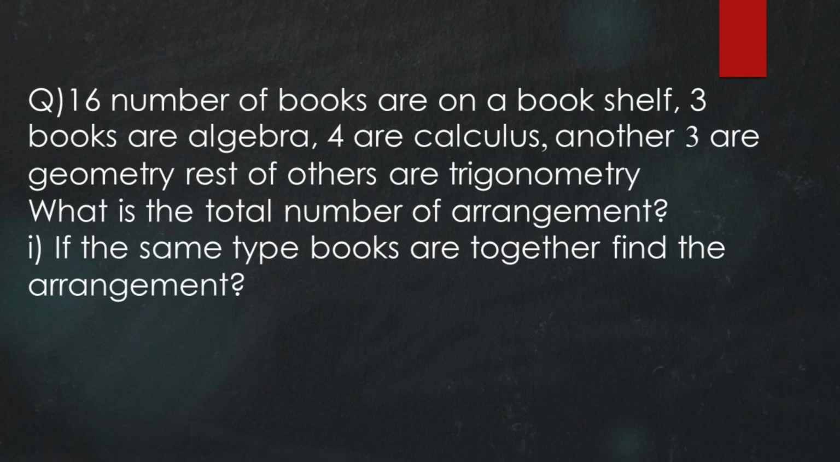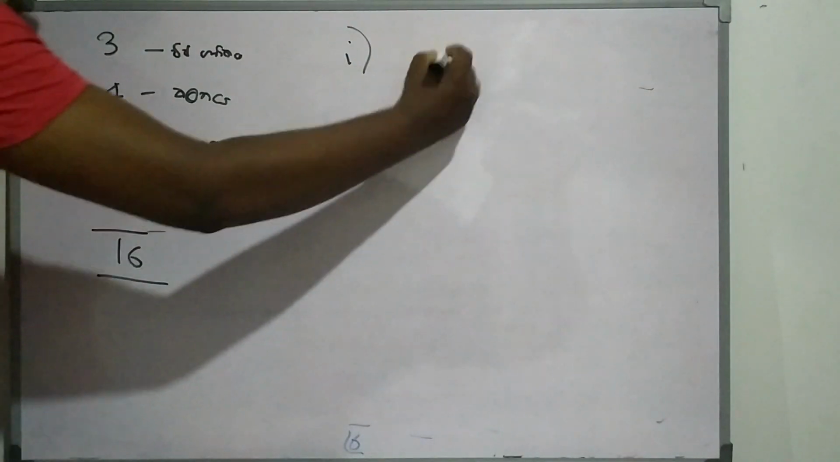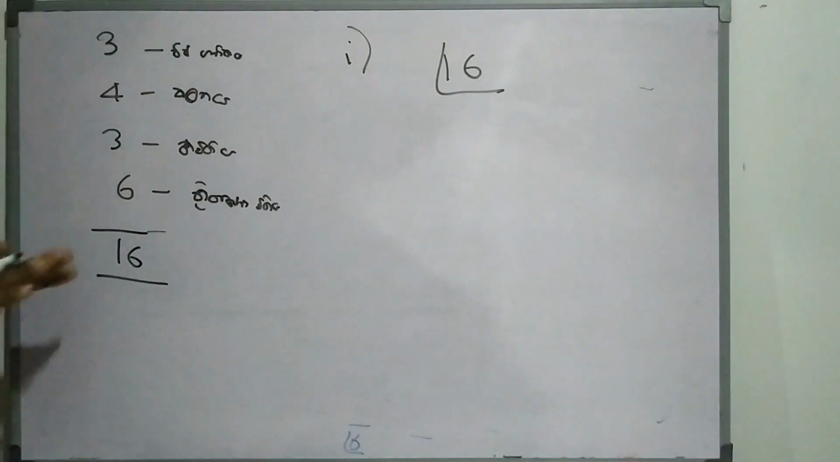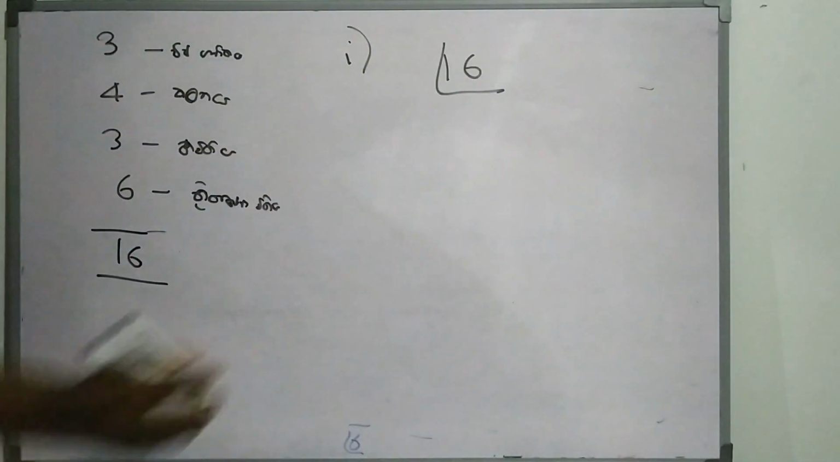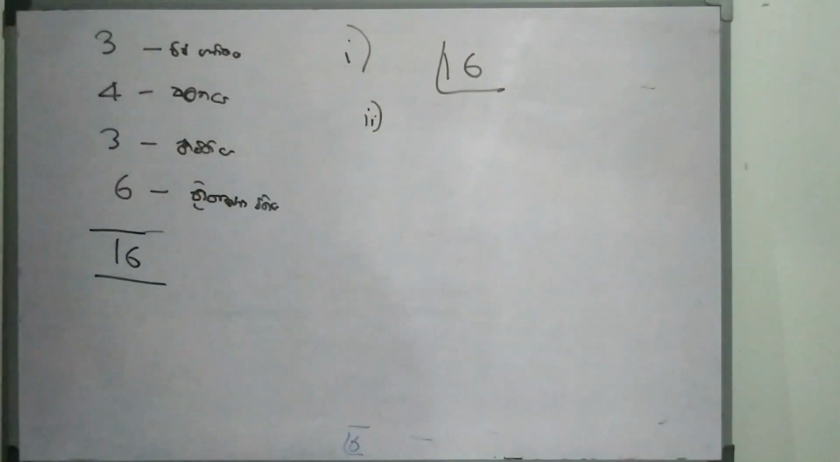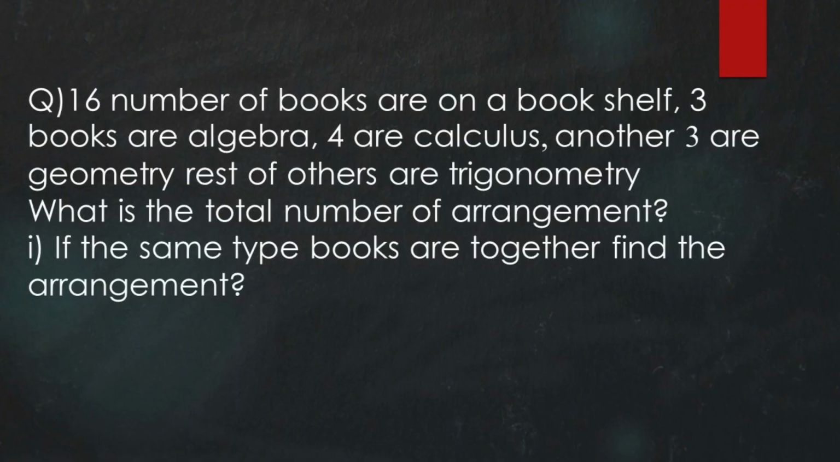The total number of arrangements means we have 16 books, and all can be interchanged, right? Then it is factorial 16. They all can change with each other without considering any order. If the same type of books are together, find the arrangement.